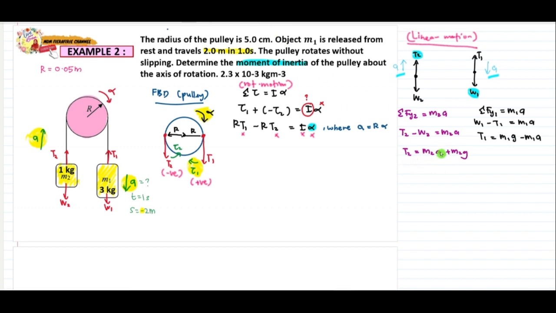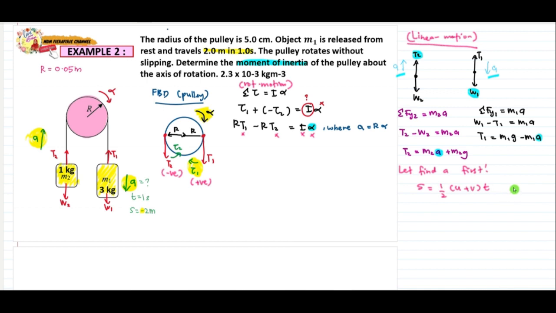Okay, so now kita ada masalah, kita tak tahu nilai T1 and T2, since we don't know what is the value of A here. Macam mana nak kira A ni? Baca balik soalan. Here we have the information about the motion of mass 1. Sebab dia kata mass 1 is released from rest and travels 2 meter in 1 second. So let's find A first. From linear motion equation, we can use this equation as equal to half U plus VT, sebab kita tak ada A. Kejap lagi kita nak cari A kan.